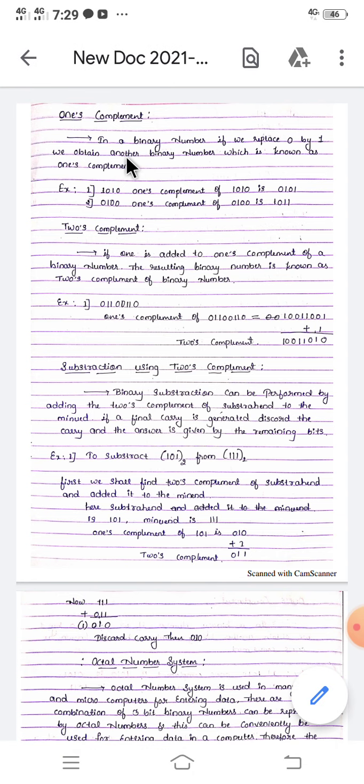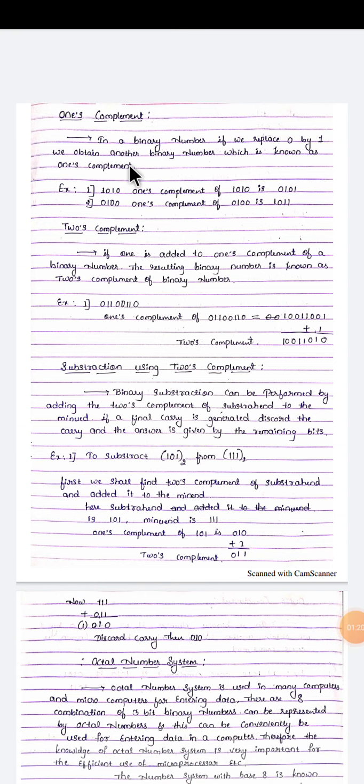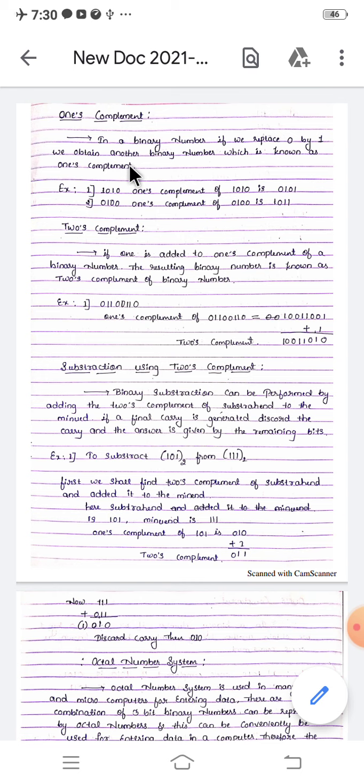Already you know what a binary number is. A binary number is one which is indicated by 0 and 1 only, with base 2. So ones complement is nothing but this: the binary number has only 0 and 1, so 0 can be replaced by 1 and 1 can be replaced by 0. That is the ones complement.